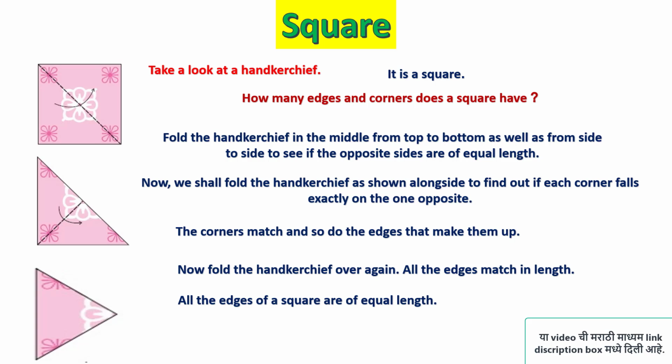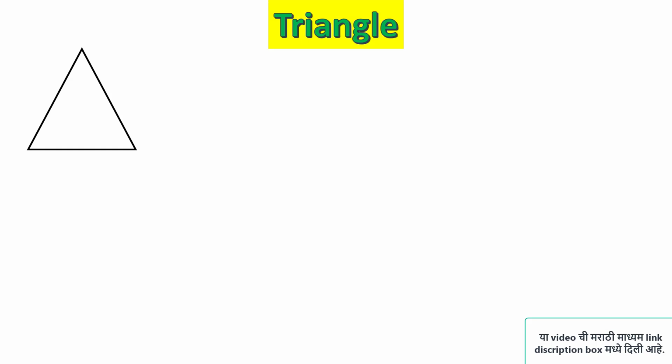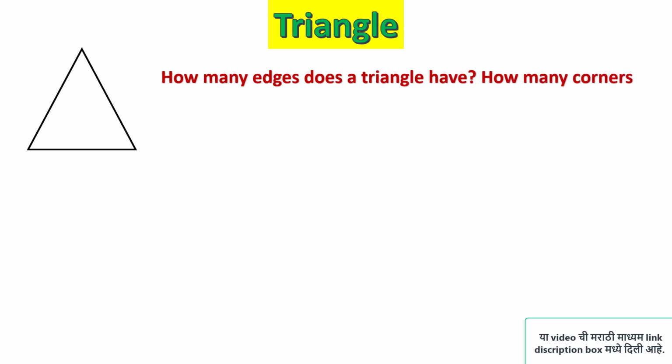Means when we take one square, we find a triangle. Note that we got a triangle when we folded the handkerchief. Triangle. How many edges does a triangle have? How many corners? Look at this picture. 1, 2 and 3 edges of the triangle and 1, 2 and 3 corners. It means the triangle has 3 edges and 3 corners.